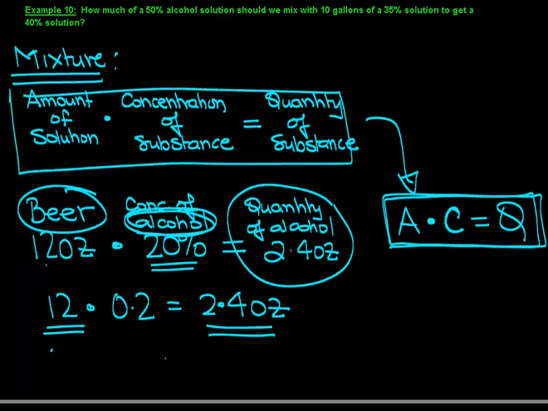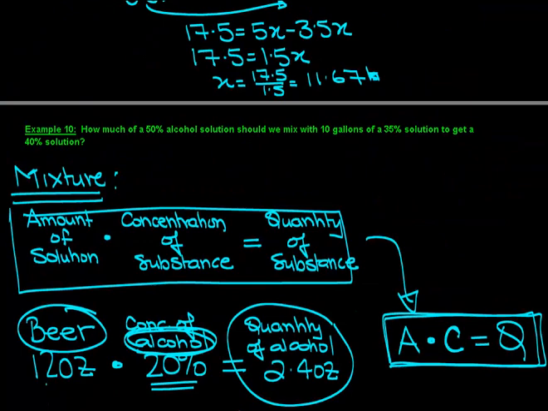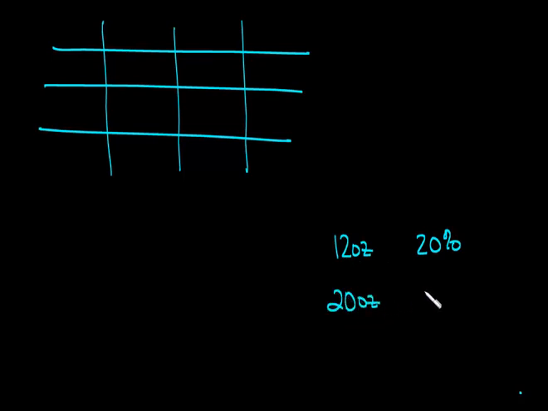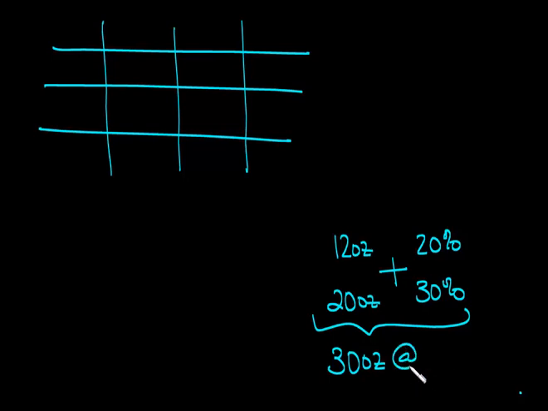Okay, so let's take a look at how to set up this problem in terms of a table, because we're going to be mixing two things. That makes sense though. Think about it. If you have say 12 ounces of beer that's 20% alcohol, and then you have another 20 ounces of beer that's 30% alcohol. If I were to mix this, I would end up with what? Well, if I mix 12 ounces with 20 ounces, I would get 30 ounces of beer, okay, which is at how much alcohol?